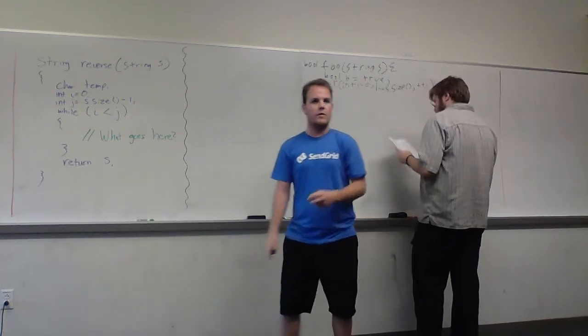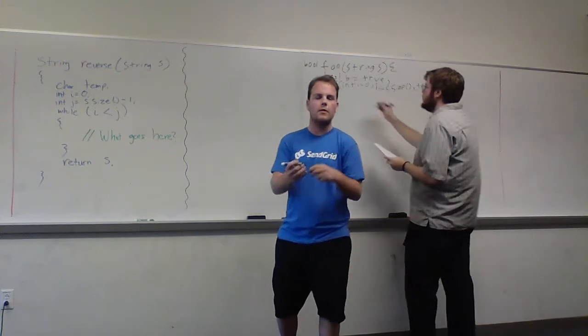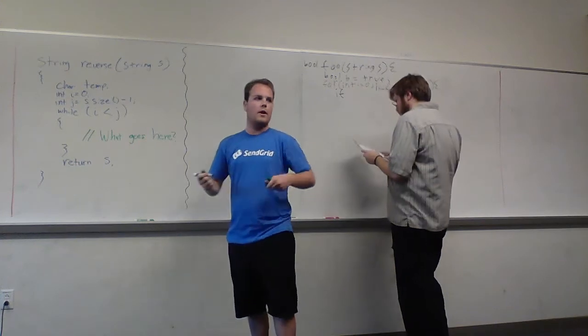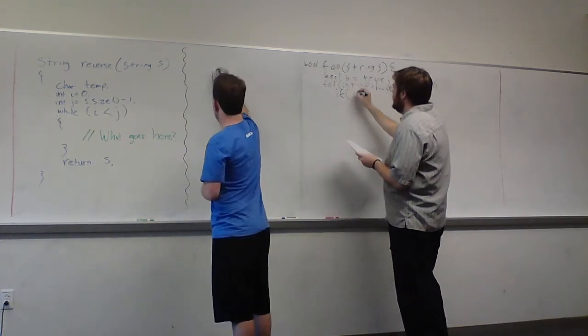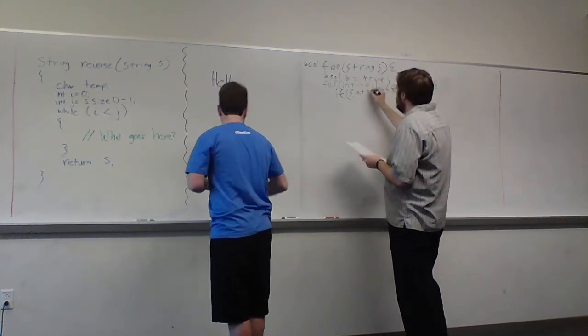Alright, so we have several pieces of information. I'm gonna draw an example piece of text for you guys to kind of trace through this with. We're gonna use the word hello. Hello. There we go. I want that more blocky. Sorry about that.